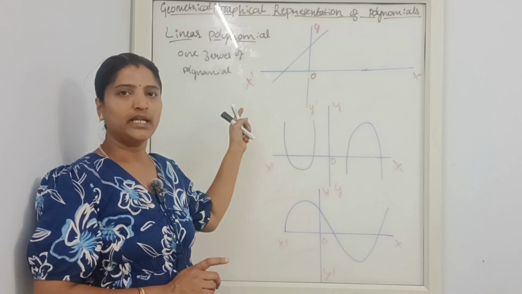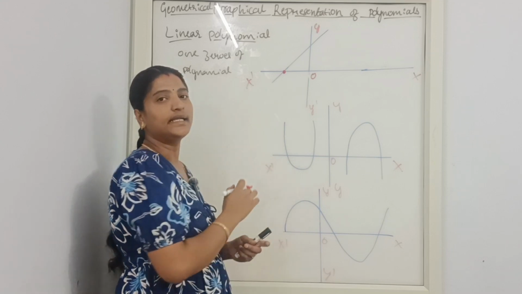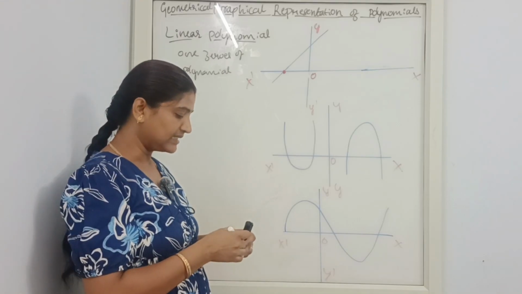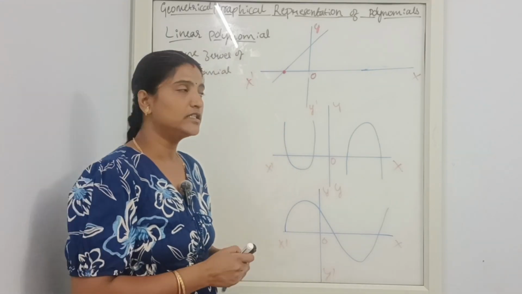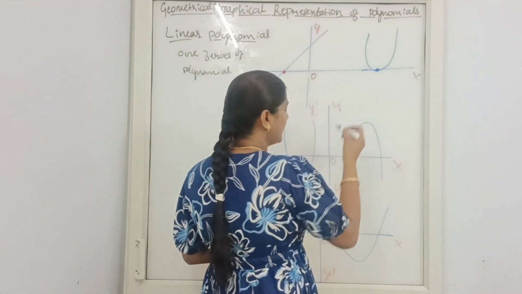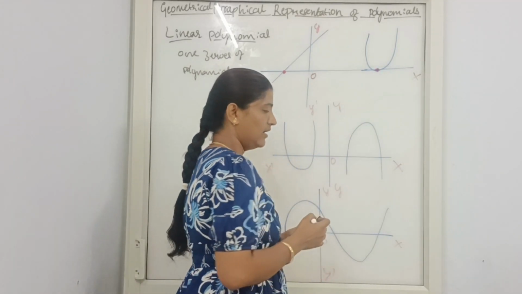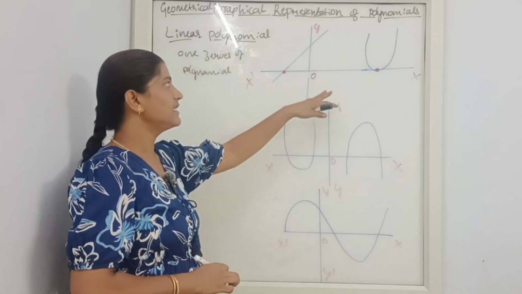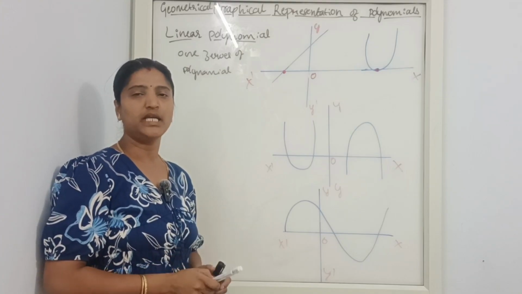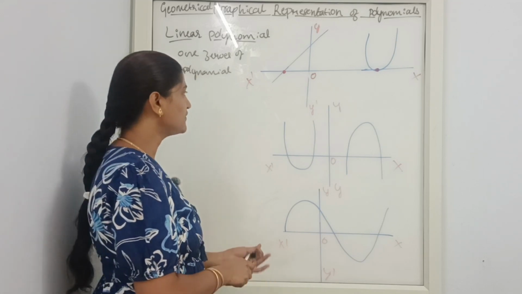If it is a linear polynomial, it's like a straight line, it passes through the x axis one time, only one time. Or, for example, this can also be like a parabola. What happens here in the parabola? It touches, not passing through the x axis, just touches the x axis. These two also belong to linear polynomial. So linear polynomial means only one point on the x axis. Clear? Let us see the next one.